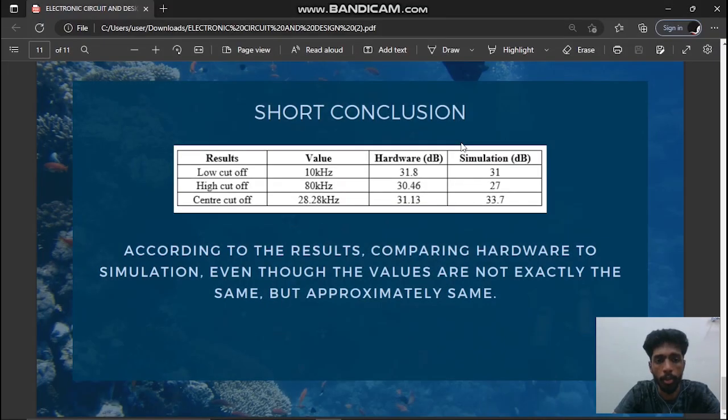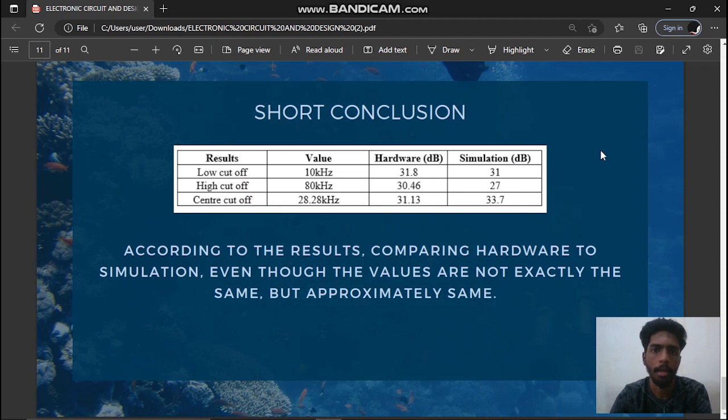For the conclusion, let us compare the results we obtained from the hardware with the simulation, starting from the low cutoff, which is 10 kHz. The hardware result was 31.8 dB, while the simulation was 31. For the high cutoff frequency, which is 80k, the hardware gave 30.46, but the simulation gave 27. And for the center frequency, which is 28.28 kHz, the hardware gave 31.13 dB, while the simulation gave 33.7 dB.